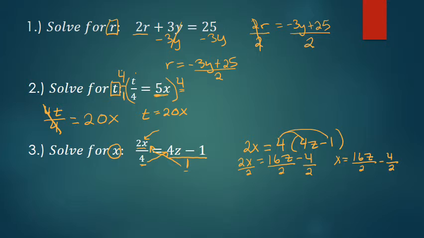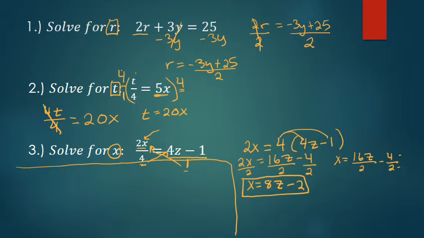So I get x equals 16 divided by 2 is 8, and I'm left with that z, minus 4 divided by 2 is 2. So this is my final answer. Now, if you didn't want to use cross-canceling, that's okay. Okay, I'll go ahead and do 2x over 4, whoops, 2x over 4.